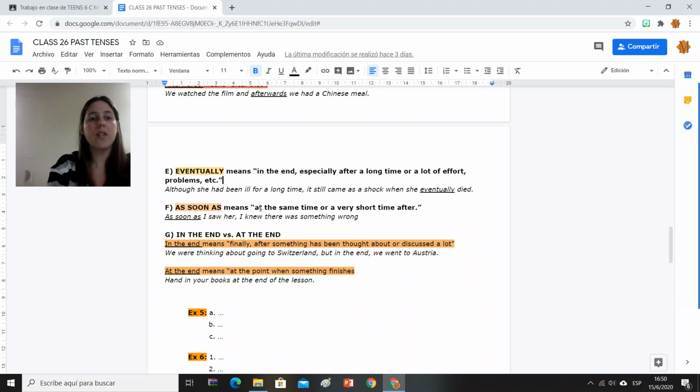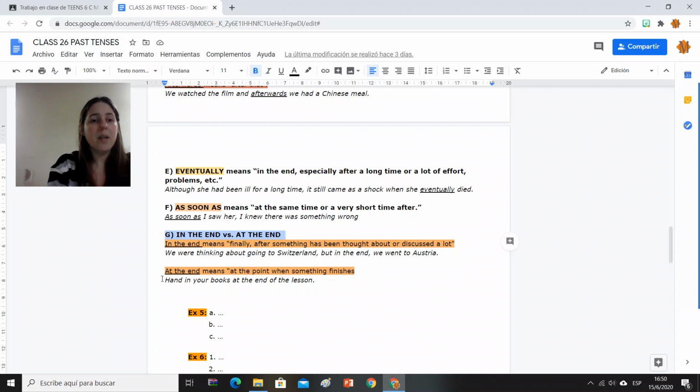As soon as, I think you might remember this, means at the same time or a very short time after. As soon as I saw her, I knew there was something wrong. Y por último, in the end and at the end. In the end, we have just seen, lo acabamos de ver, que es lo mismo que eventually. In the end means finally after something has been thought about or discussed a lot. We were thinking about going to Switzerland, but in the end we went to Australia. Es decir, in the end, finalmente, eventualmente después de esto, sucedió esto.